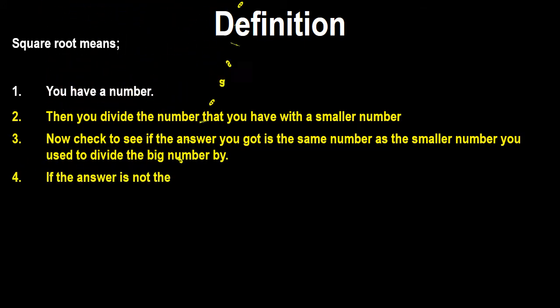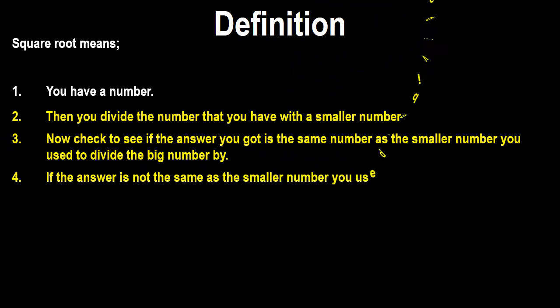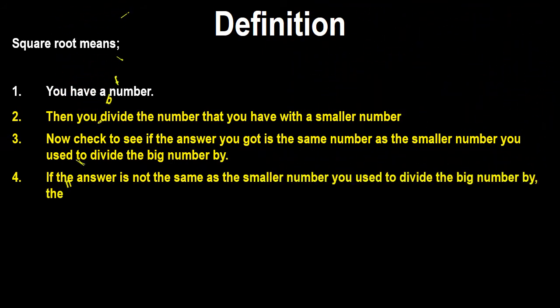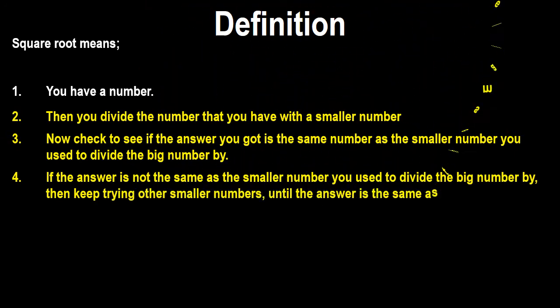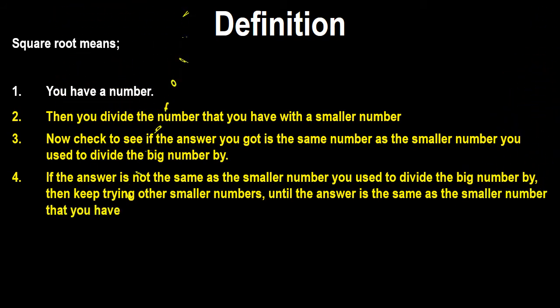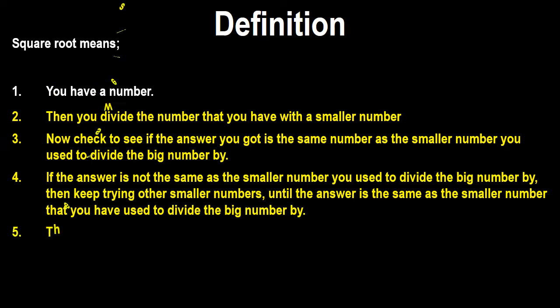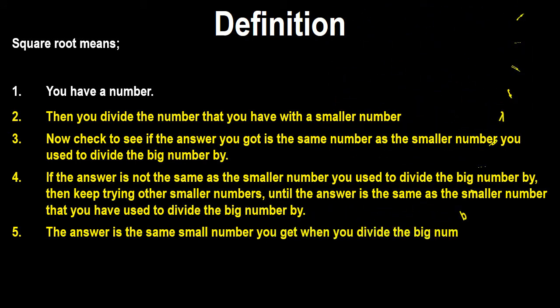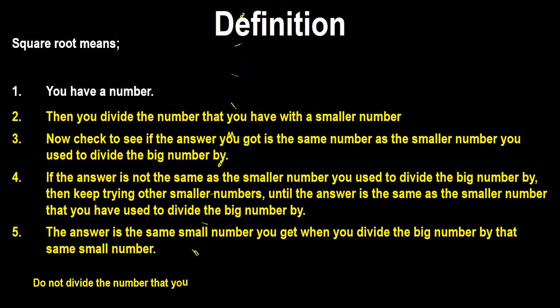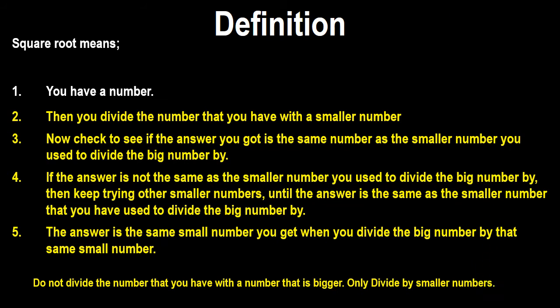Now, if the answer is not the same as the smaller number you used to divide the bigger number by, then keep trying other smaller numbers until the answer is the same as the smaller number that you have used to divide the bigger number by. And lastly, the answer is the same small number you get when you divide the big number by that same small number. And remember, do not divide the number that you have with a number that is bigger. Only divide by smaller numbers.